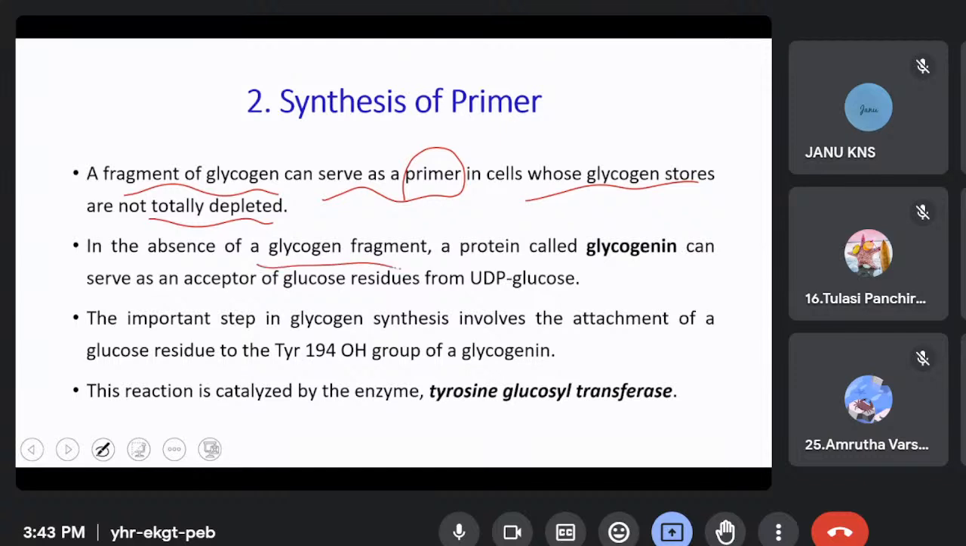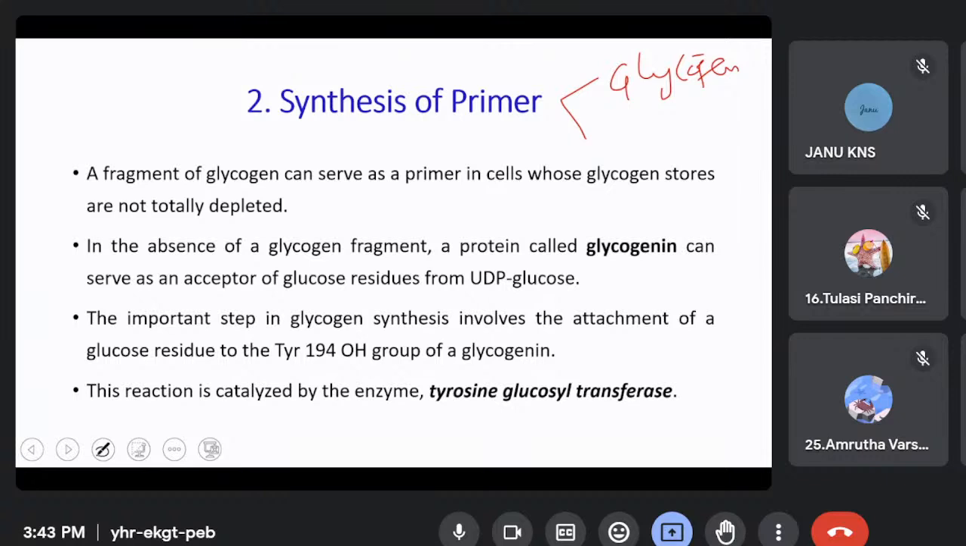In the absence of a glycogen fragment, what happens in those cells where the glycogen fragment is absent? A protein called glycogenin can serve as an acceptor of glucose residues from UDP glucose. So there are two types of primers. One primer is a fragment of glycogen itself, where the cells are not depleted of glycogen. Whereas there are cells where there is no supply of glycogen.